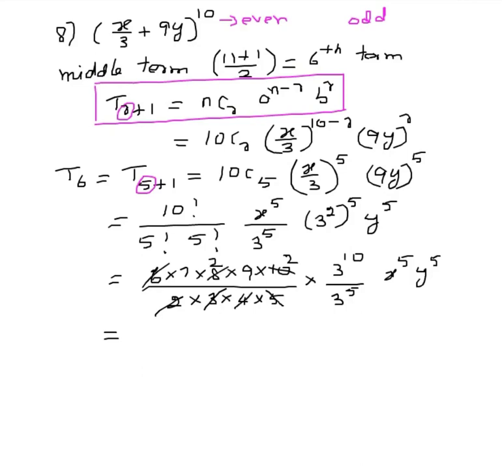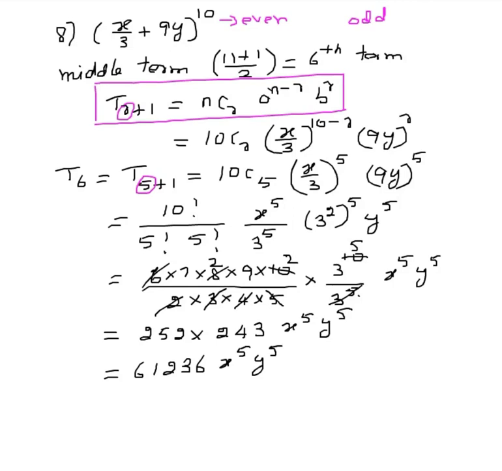Cancel these numbers. Here 3 power 5 could be cancelled. So we will have 3 power 5 in the numerator. We get 252 times 243. X raised to 5, y raised to 5. And this product is 61236 times x raised to 5 and y raised to 5.